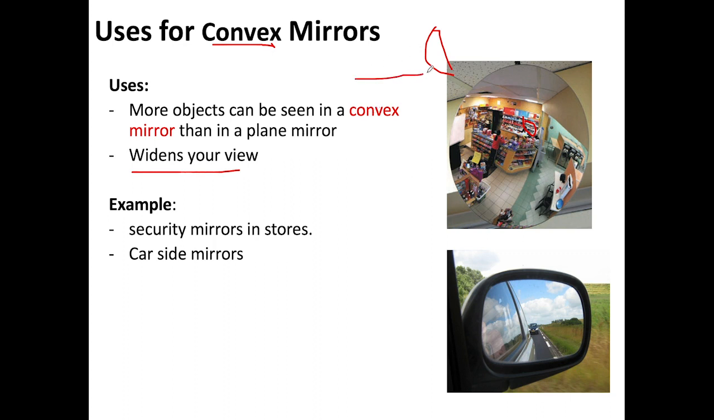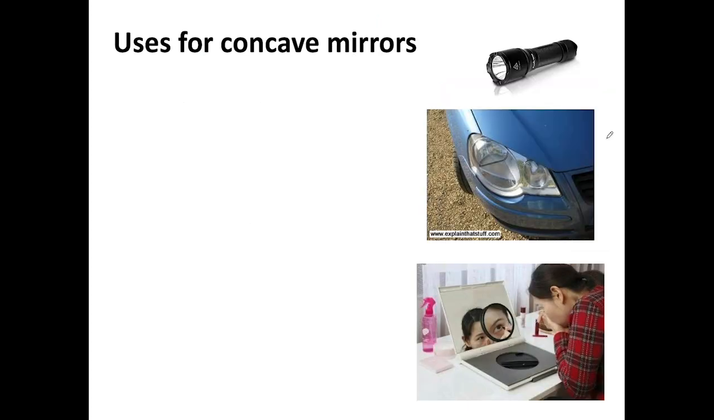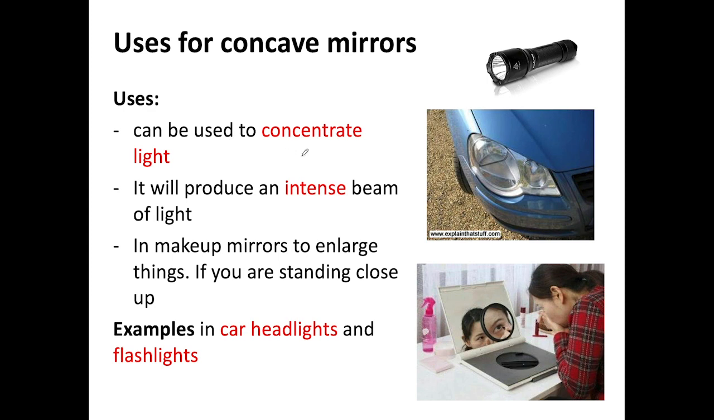So light's coming in like this, and it's bouncing off in all sorts of directions, which allows you to see wider views. Concave mirrors can be used to concentrate light. So you'll see them in flashlights, in headlights.